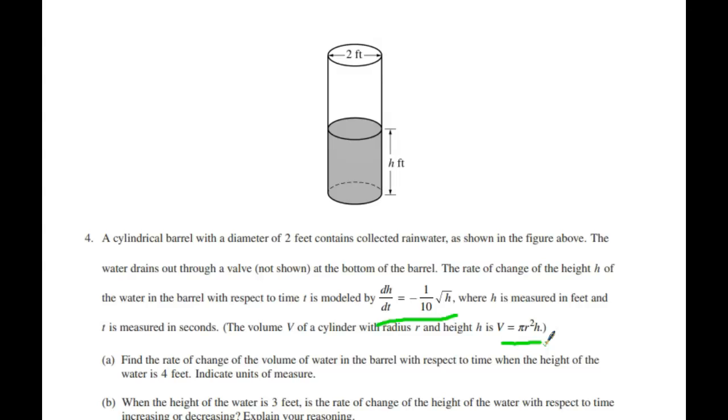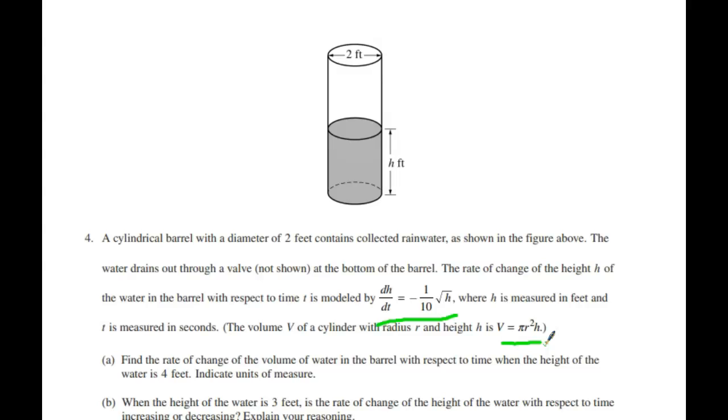Find the rate of change of the volume of water in the barrel with respect to time when the height of the water is 4 feet. Indicate the units of measure. All right, so the way that we did this was we drew a picture. Now they've already given us a picture, so we don't need to draw a picture.